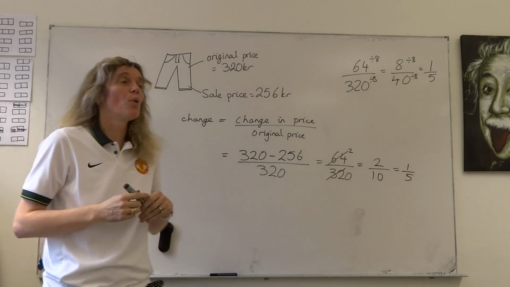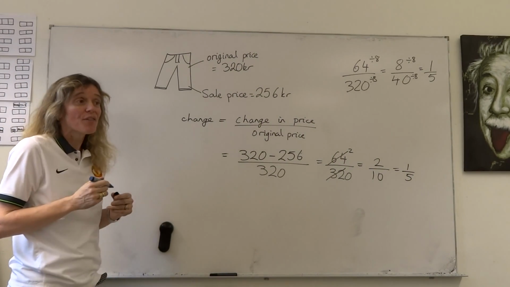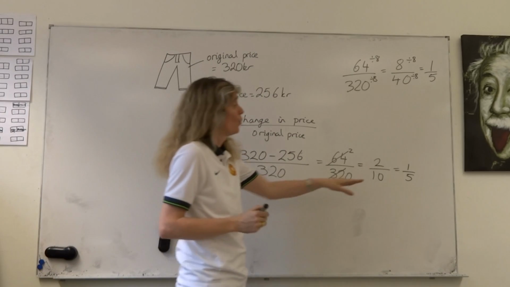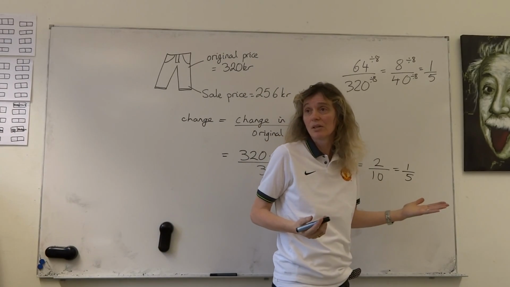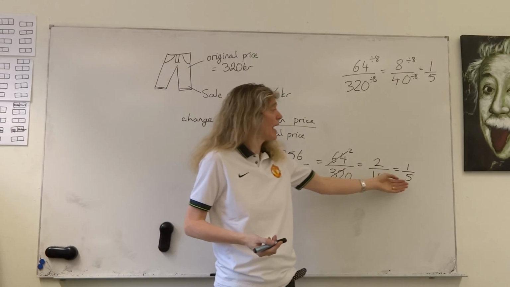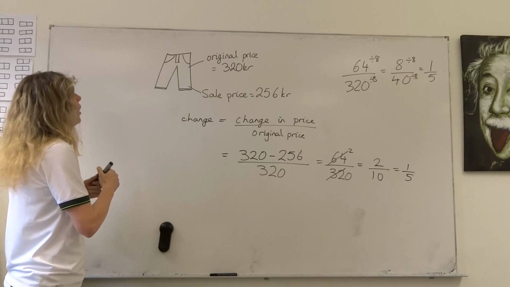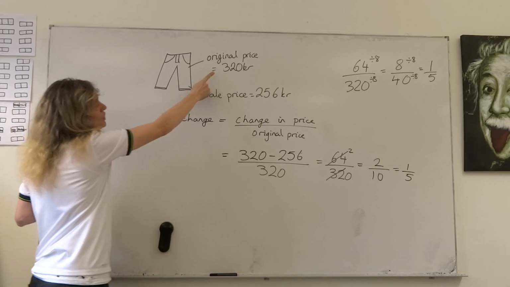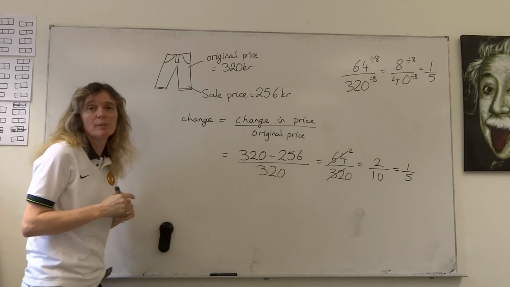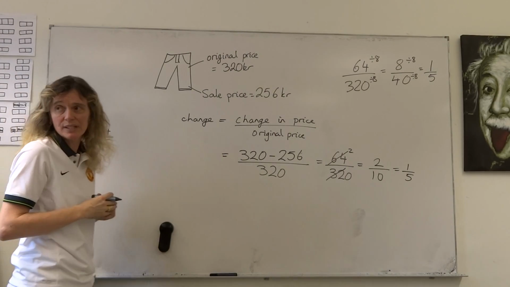So what we can say is, we've taken 1/5 off the price of jeans. 1/5 as a fraction. So if we didn't multiply it by 100, we'd get the answer 1/5. We've reduced 1/5 of the price of the jeans. So it did cost 320. 256 means we're paying 4/5 of the price, 80%.